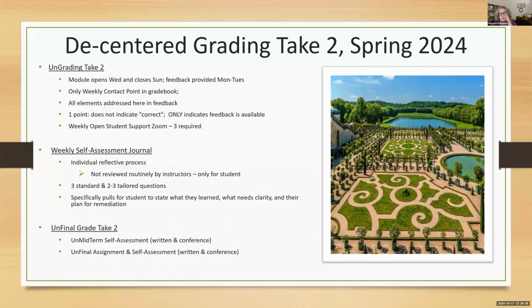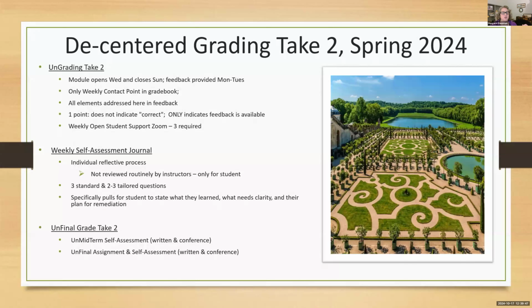We also pared down the whole point thing even more. They get a point for turning in the written assignment. One written assignment, we call it a contact point each week. We give them feedback for all the exercises in the module in that one place. We have been explicit. This does not mean correct. This means there's feedback waiting for you.